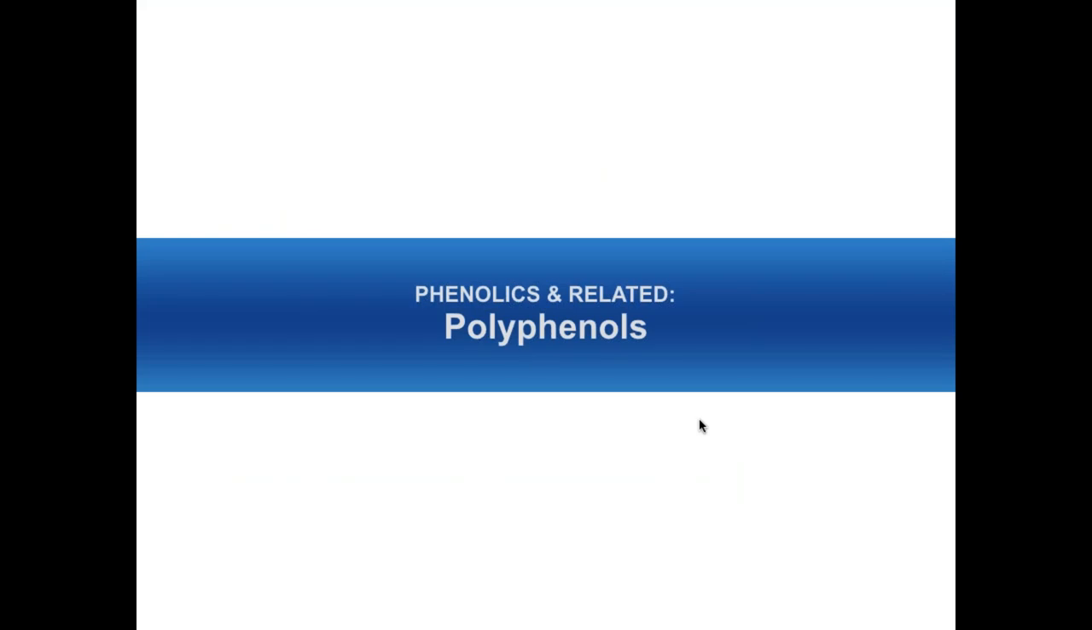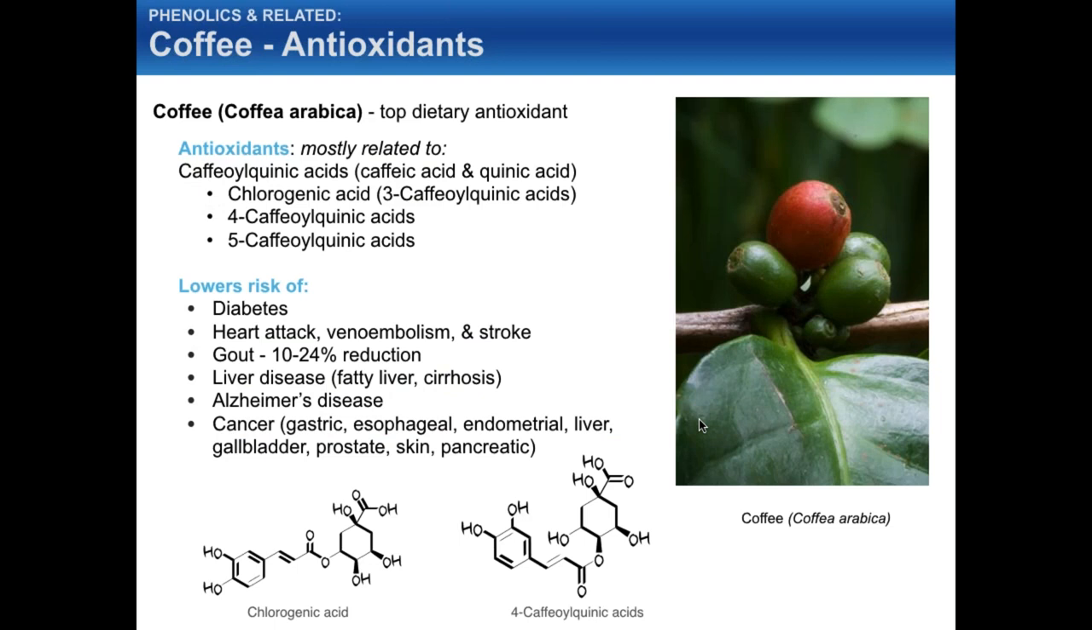So the next thing we'll talk about are polyphenols. When you look at these various compounds that we talked about so far, the ferulic acid, caffeic acid, and some of the different derivatives from that, those all have basically a single phenol group on them.